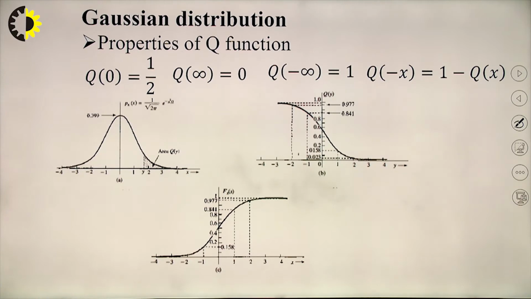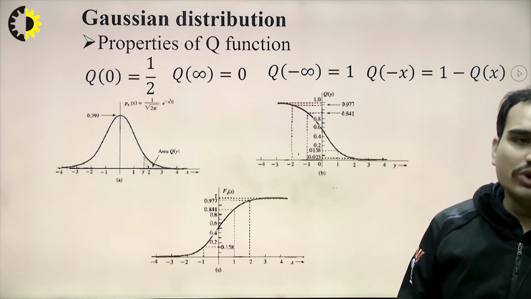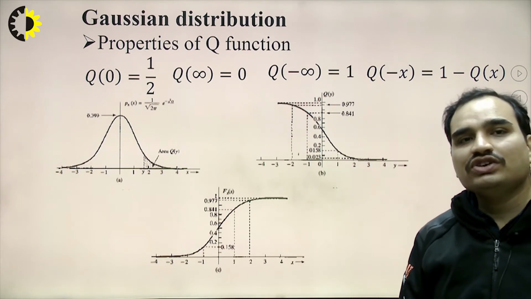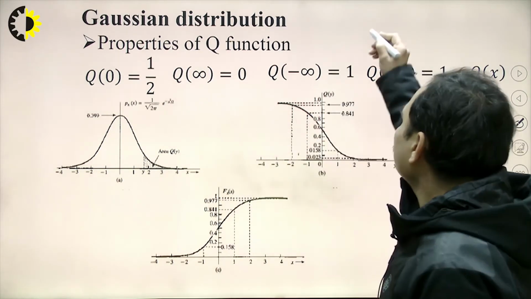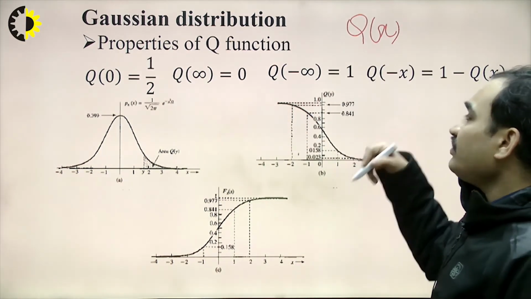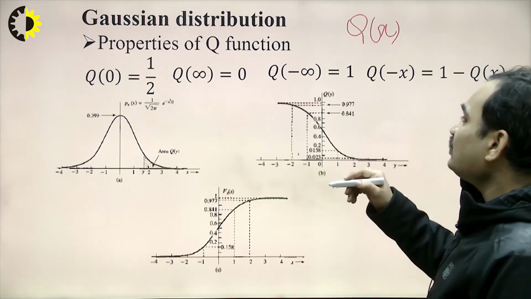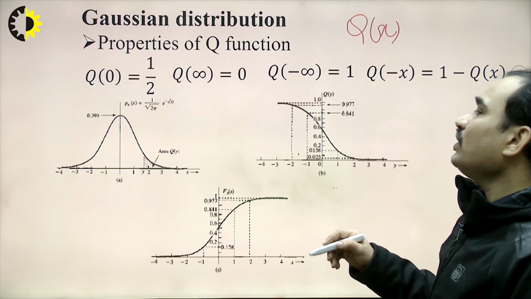So what are the properties of the q function? Again and again we are discussing the q function and its properties. The properties for the q function: if we have q of x, and we are solving for the value of x, and if x equals 0, then the value of the q function will be equal to 1 by 2.